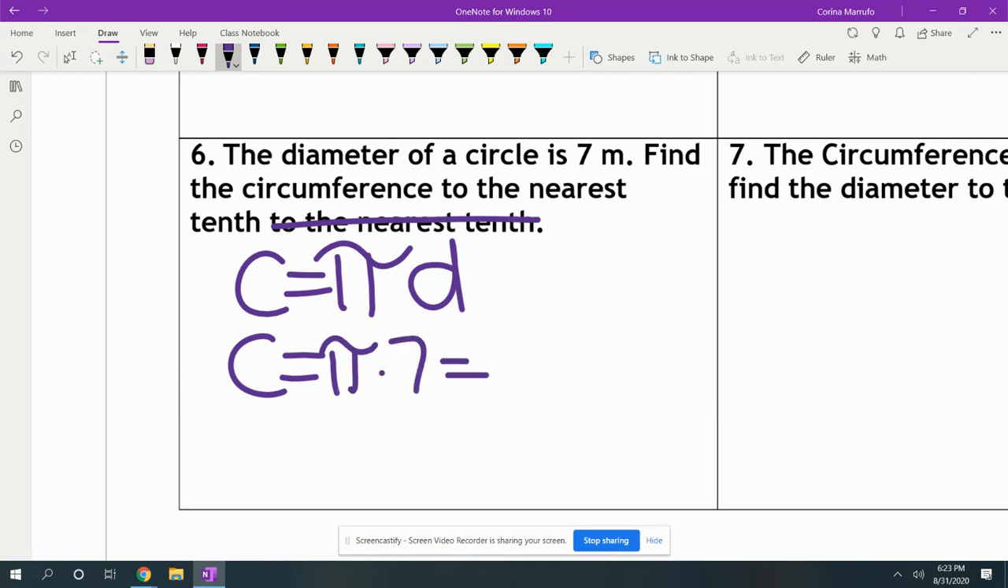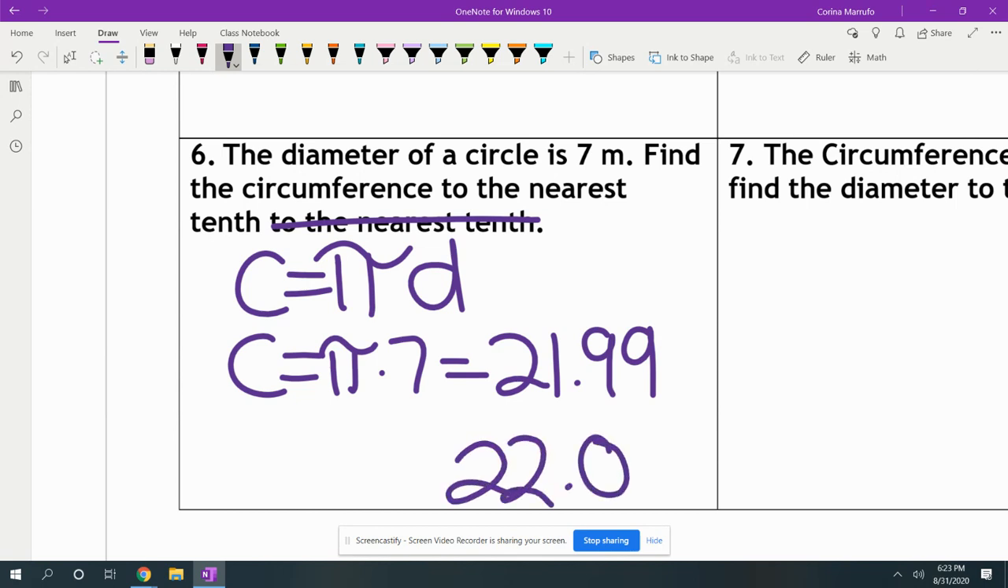Since they want it to the nearest tenth, we're going to go ahead and multiply that in our calculators, and it gives us 21.99, which is going to make this round to 22.0 since we're going to the nearest tenth. And our units are meters.